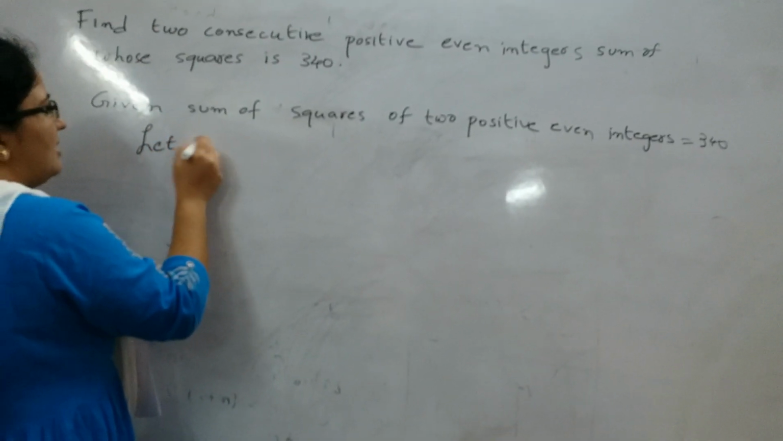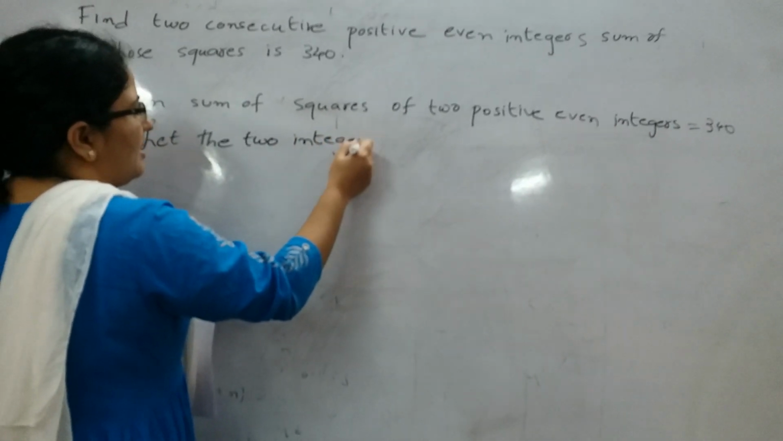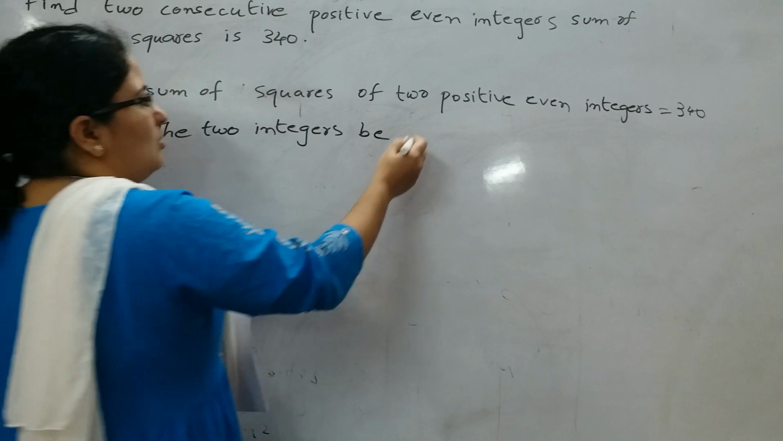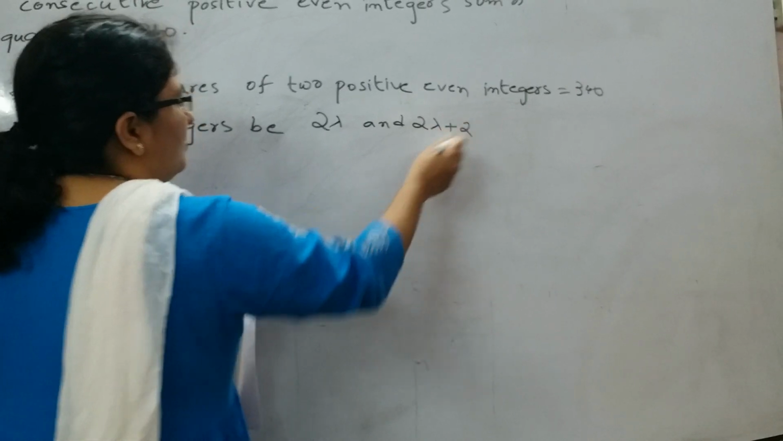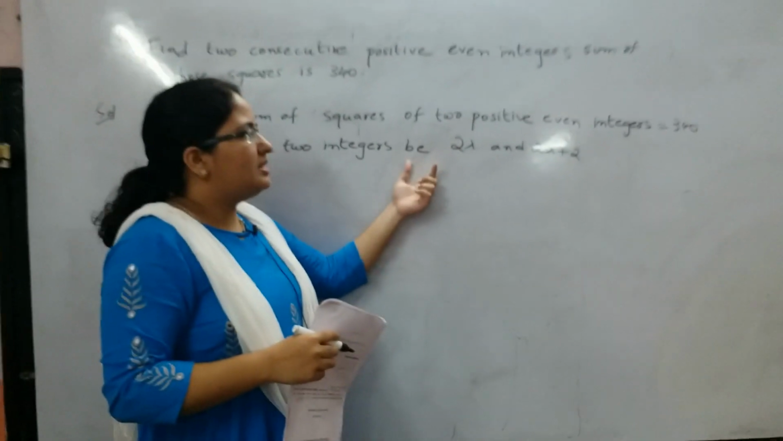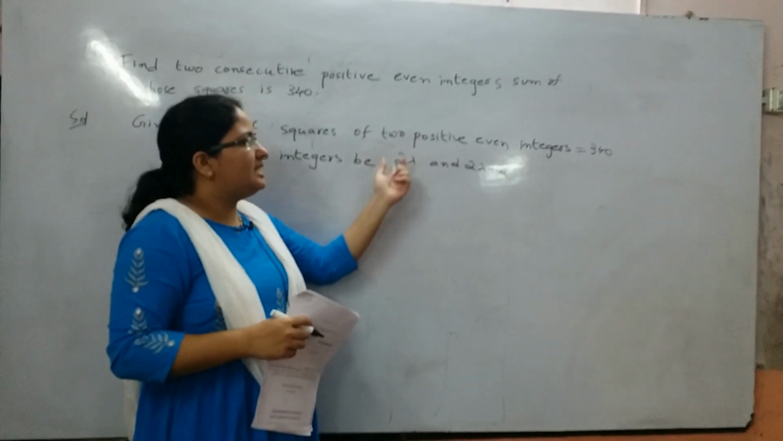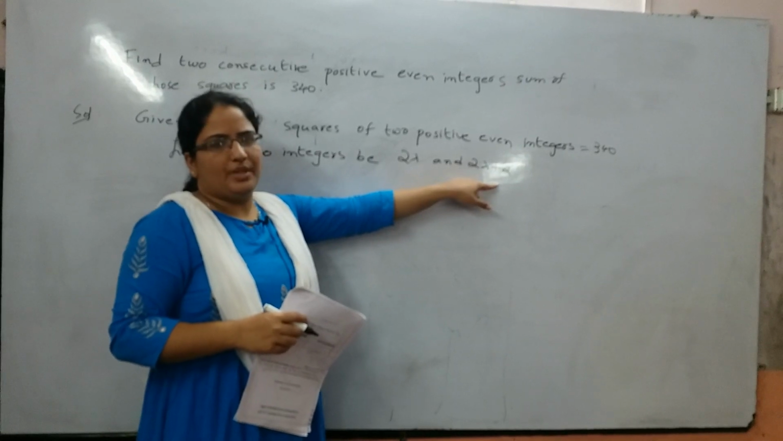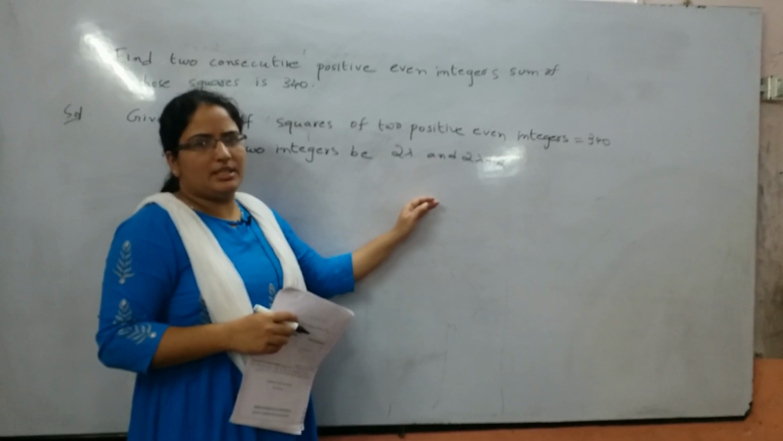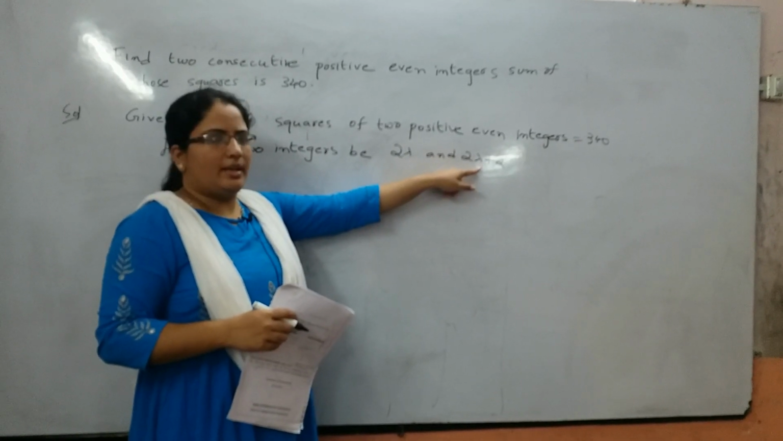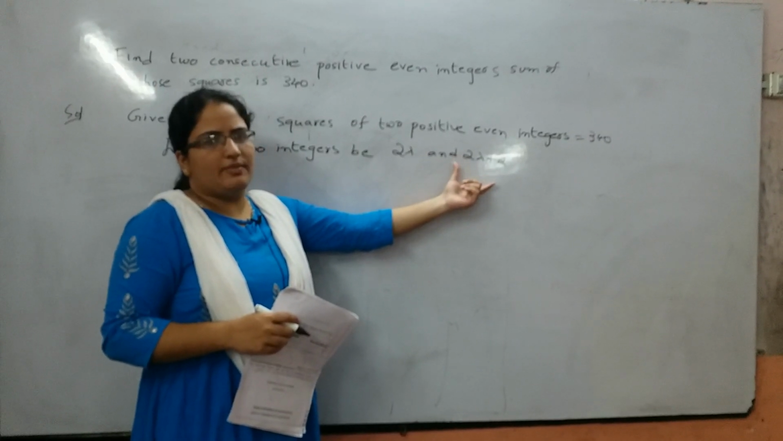Let the two integers be 2 lambda and 2 lambda plus 2. Why are we taking it as 2 lambda? Because they are saying it is the sum of even integers, so you are taking 2 lambda. The next even integer will be 2 lambda plus 2. If 2 is the integer, the next even integer is 4. That's why we are adding 2. Okay, so let us consider 2 lambda and 2 lambda plus 2 as positive integers.